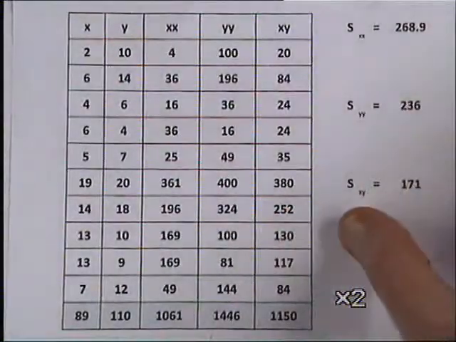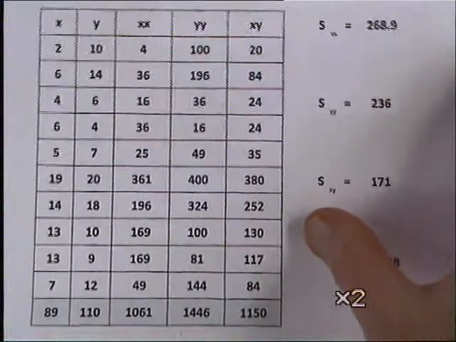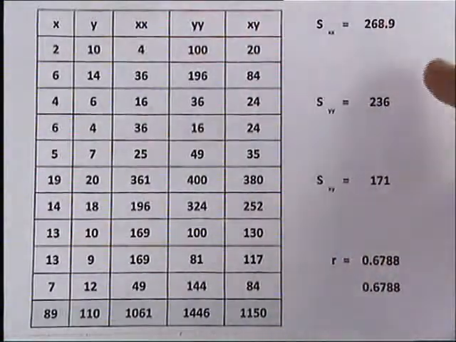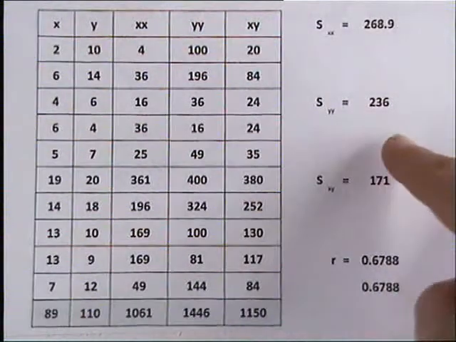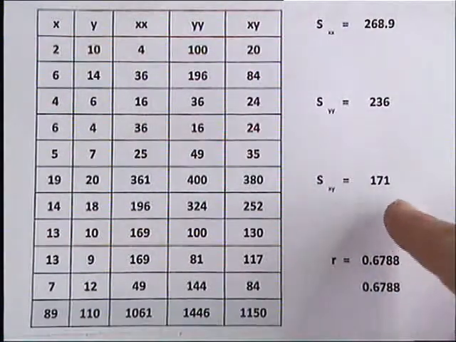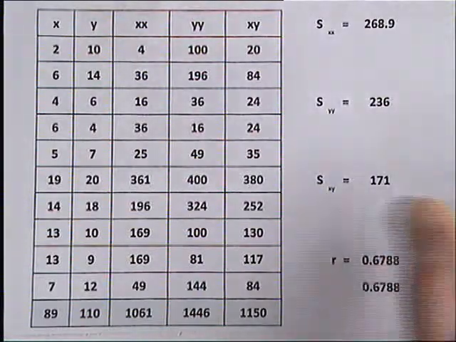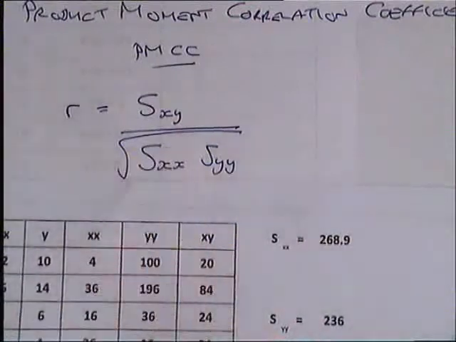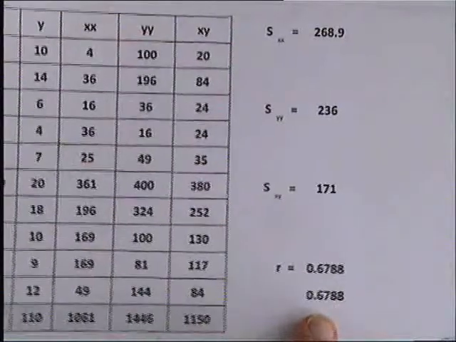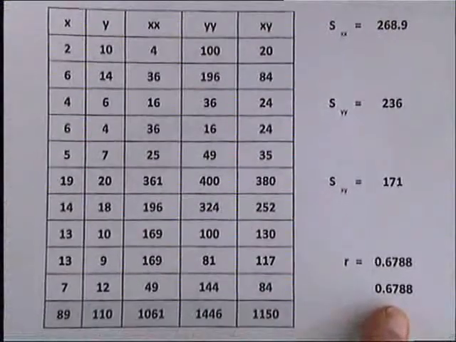What you would do in the exam if you were doing this is work out each of these things. It's done here for you. You can see the value of Sxx, the value of Syy, the value of Sxy. You then substitute those three values into your formula that gives you the value of r itself. And if you did that here in this example, it comes out to be 0.678.